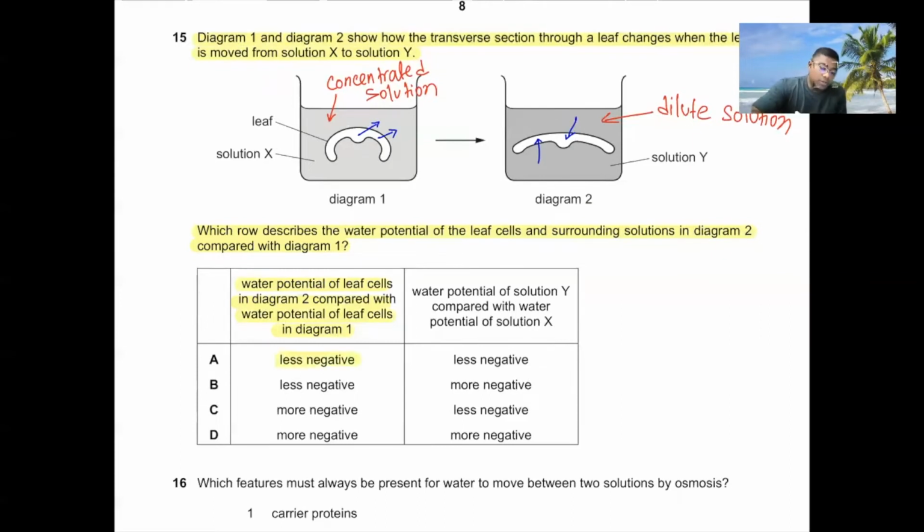In order to understand that, we can do the comparison by ourselves. We have to look at the water potential of the leaf in diagram 2 compared to the water potential of the leaf in diagram 1. Because diagram 2 is gaining water, it will have a high water potential, obviously. And this one is losing water, so it's not going to lose the solute, so it's going to have low water potential.